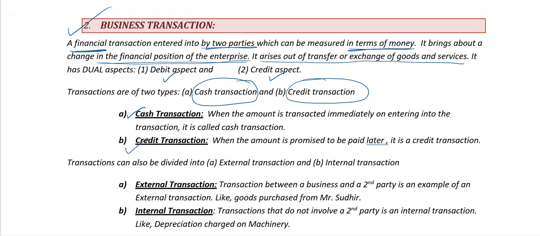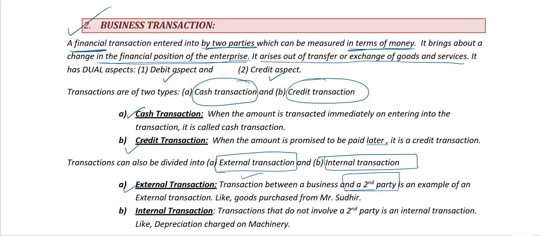Now you can define transaction as difference between external transaction and internal transaction. An external transaction is a transaction which involves a second party, like the business purchasing goods from Mr. Sudhir. Mr. Sudhir is a second party who is involved in the transaction. On the other hand, an internal transaction is a transaction which does not involve a second party.